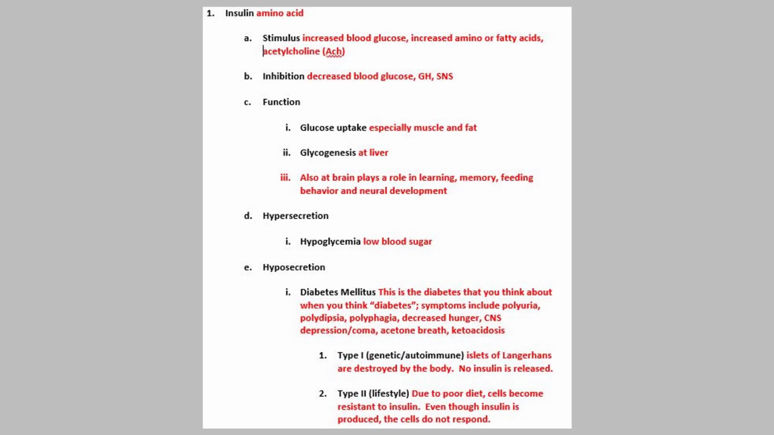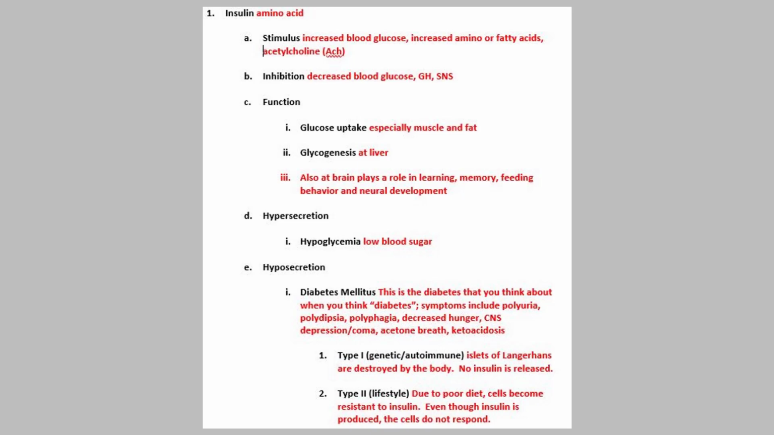In type 2 diabetes mellitus, this is a lifestyle disorder. This is because of someone who eats poorly for a long time. Your cells become resistant to insulin. So even though insulin's being produced, your body isn't responding to it. That glucose is just going to stay in the bloodstream. Even though you've got plenty of it, your cells are not going to pull it in.